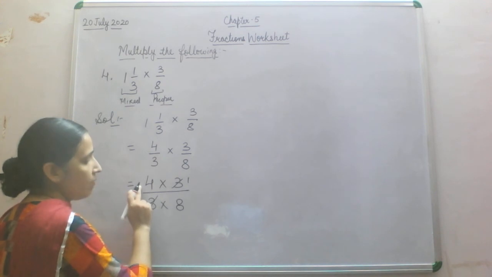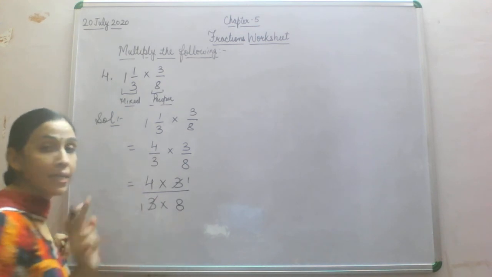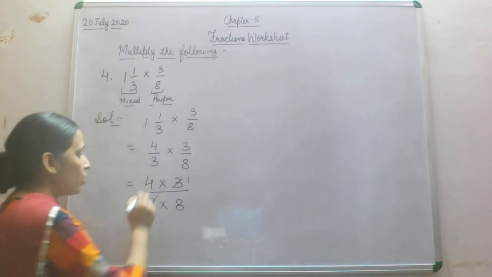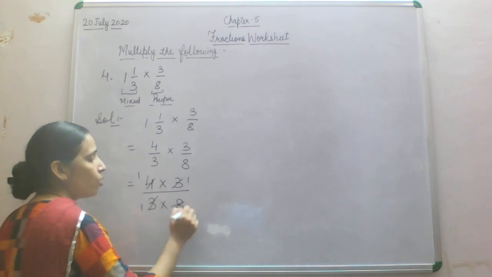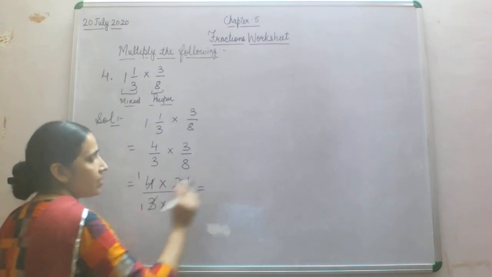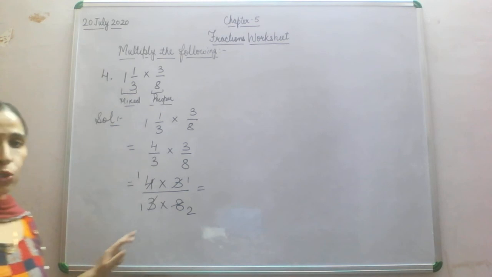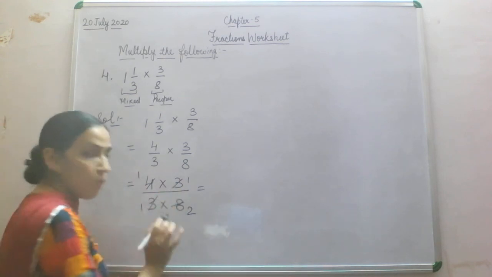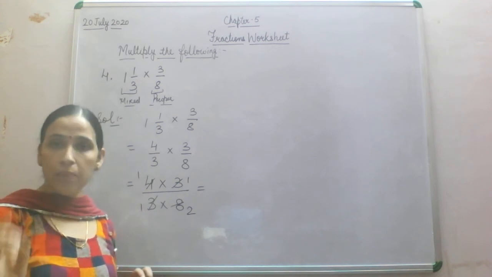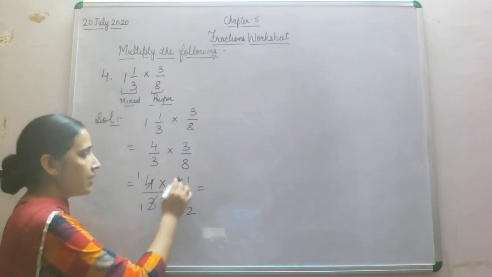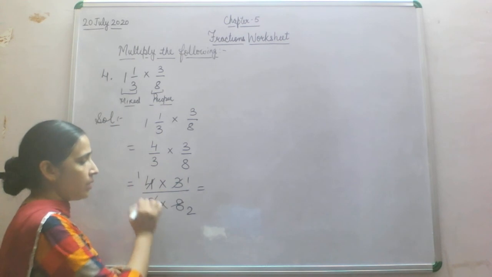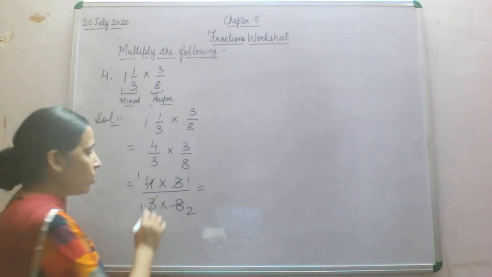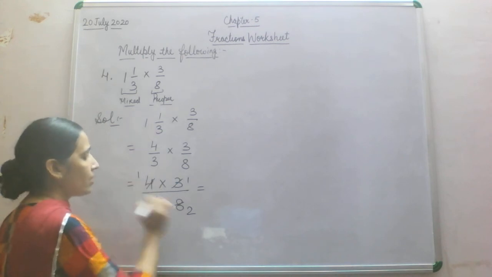Now here you can see 4 and here you can see 8. So 8 will also come in the table of 4: 4 1 times and 4 2 times. I'll show you this cancellation again. 3 and 3 both come in the table of 3, so we will cancel it: 3 1 times and 3 1 times. Now 4 and 8 have a common factor, which is 4, so that is going to cancel by 4 ones and 4 twos.